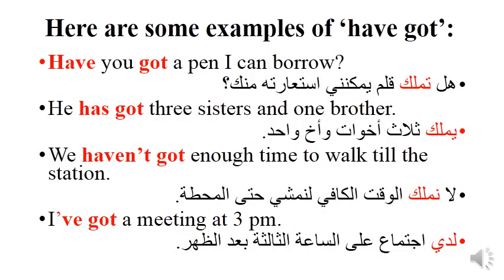Here are some examples of have got. The first sentence, have you got a pen I can borrow? هل تملك قلم يمكنني استعارته منك؟ The second example, he has got 3 sisters and 1 brother. يملك 3 أخوات وأخ واحد.